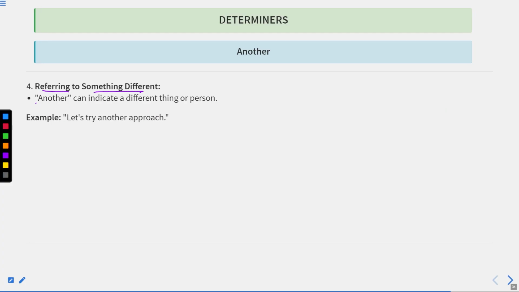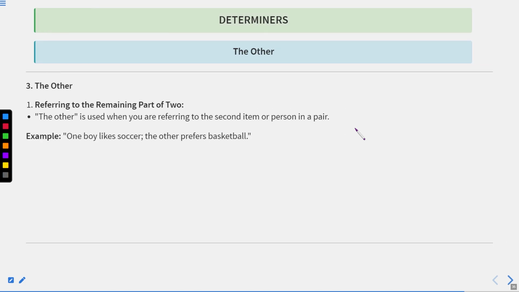Referring to something different, another can indicate a different thing or person. Let us try another approach. It means one approach we have tried, now let us try another approach. The other, referring to the remaining part of two. The other is used when you are referring to the second item or person in a pair. One boy likes soccer, the other prefers basketball.